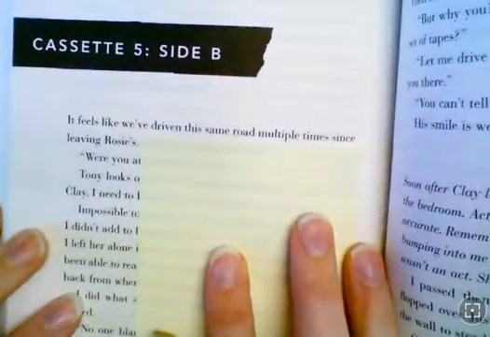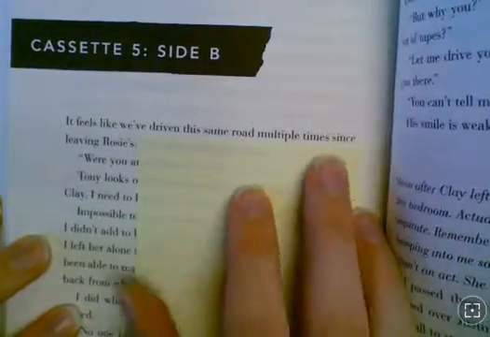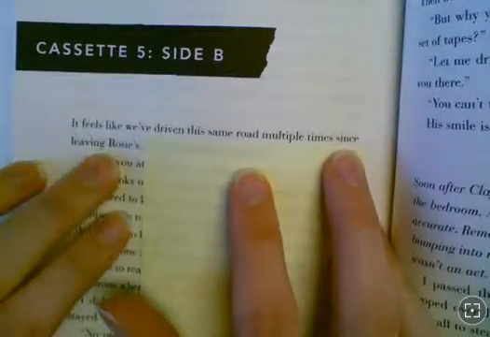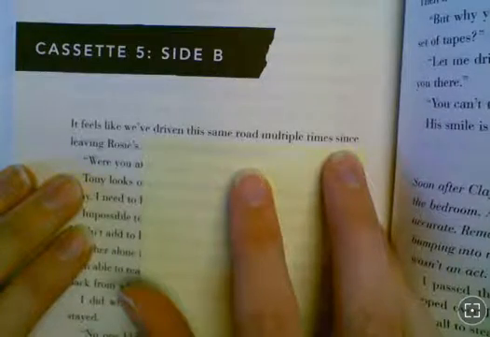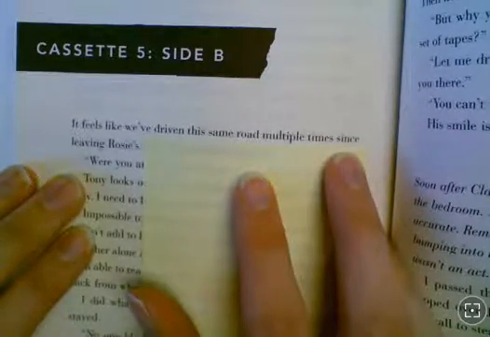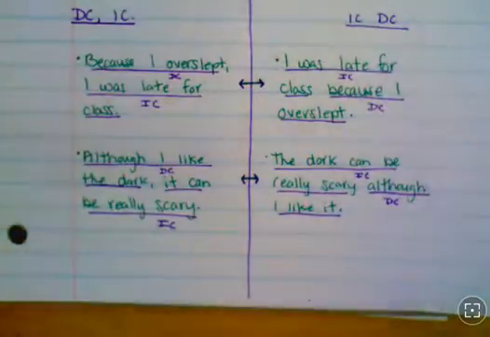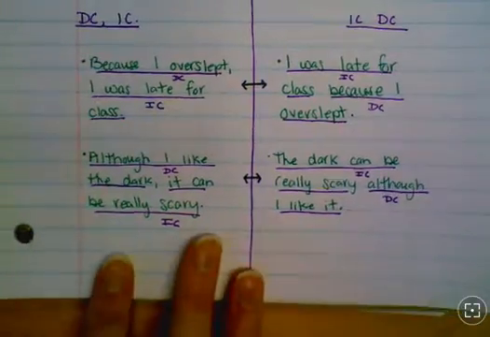It feels like we've driven the same road multiple times since leaving Rosie's. All right, since is my WUBIS word. Since leaving Rosie's is the dependent clause. It feels like we've driven the same road multiple times is the independent clause. Now I should be able to flip it. Since leaving Rosie's, comma, it feels like we've driven the same road multiple times. So you'll see that with these particular structures, the subordinating conjunctions, they're super easy just to kind of flip around.